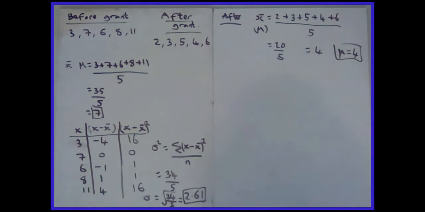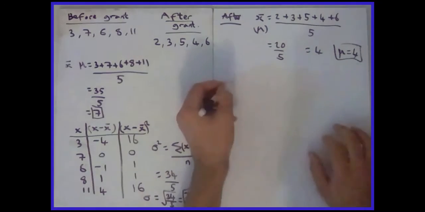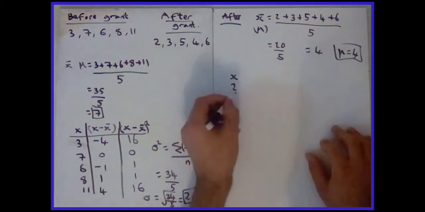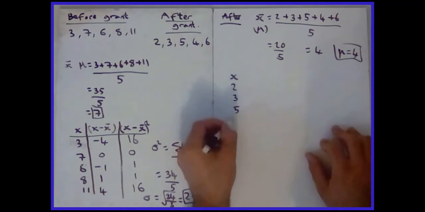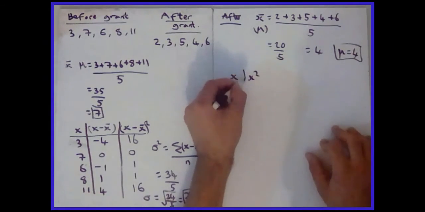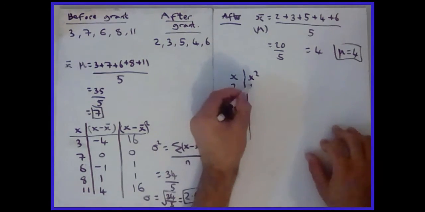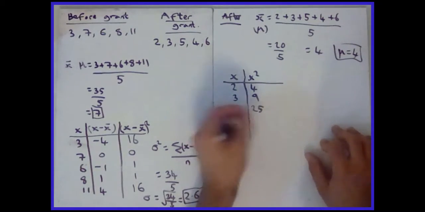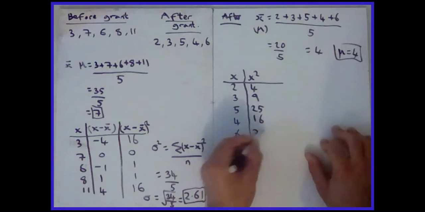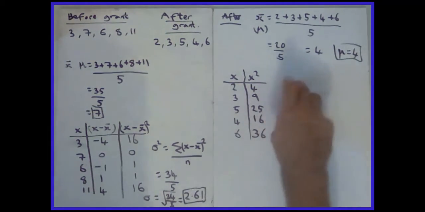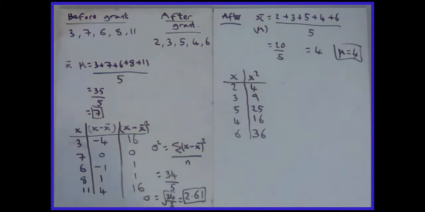Now the squares are literally the numbers squared. So if I had my x values, x is the actual number, so that can be 2, 3, 5, 4, 6. Then I want to actually just square those. So 4, 9, 25, 16 and 36. You can see that for this particular set of numbers, it would have been easier to do the mean of the squared deviations, but it's good to show you both.